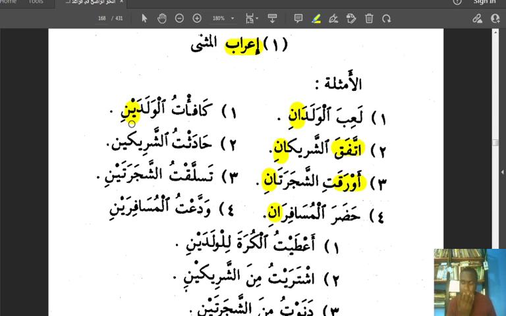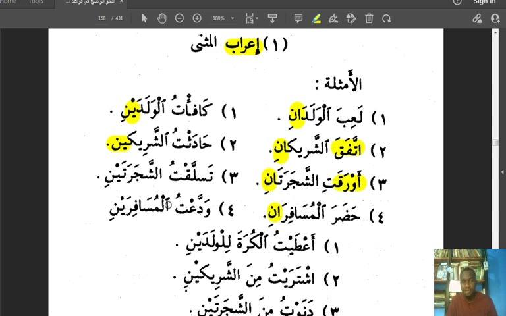Mukafa'a, reward. After every competition, there is a mukafa'a, a reward. Kafa'atu al-waladaini, I rewarded the two boys. So you realize that here the two boys are the maf'ulun bihi in the sentence. They are the object in the sentence, so they come accusative. That is mansub, maf'ulun bihi mansub. Hadathtu ash-sharikaini, I spoke to the partners, the two partners. So the two partners are the object in this verbal sentence.